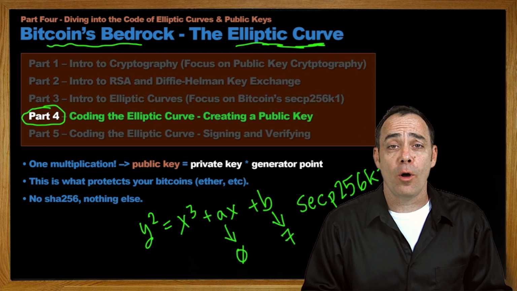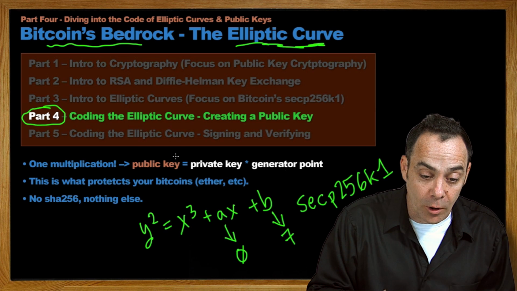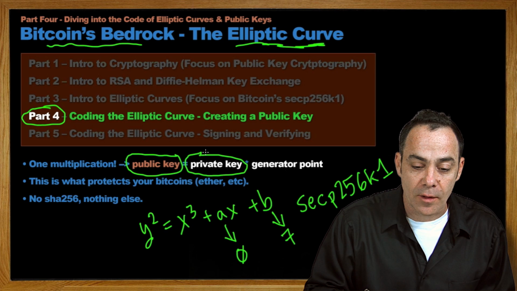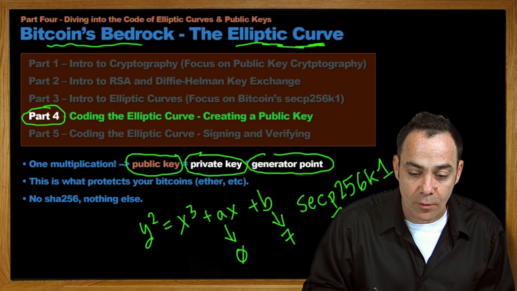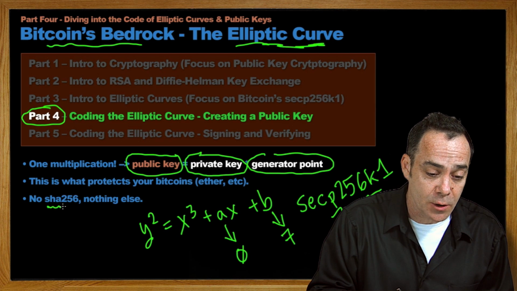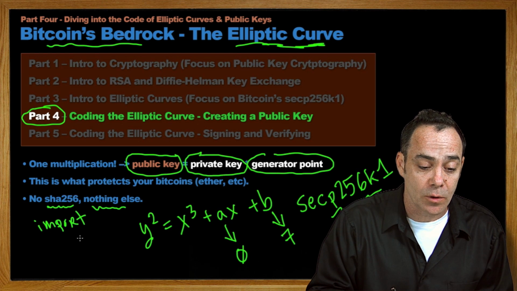And today's code, all we're going to be doing is one specific multiplication. We're going to be generating the public key from the private key, given the design parameters, which includes the generator point of this curve right here. And you'll notice in our code, which is only around 40 lines, there's no SHA-256, and there's really nothing else. So you won't see any imports, you won't see any special functions. The only thing that's really in there is this, which is equivalent to mod.